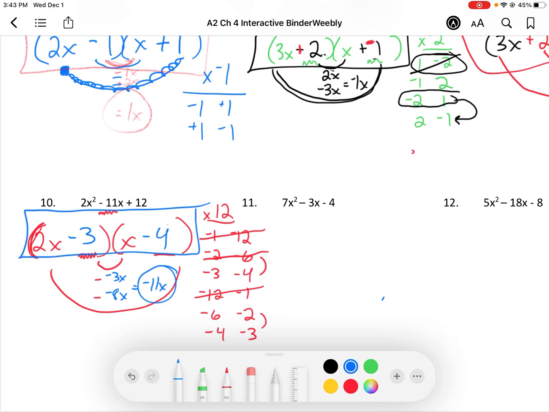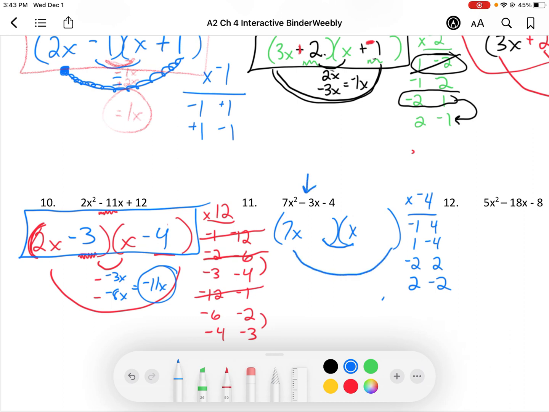All right, that's cool. I really like this blue. I'm going to stick with this blue. So we get 7x times x to get a 7x squared, multiplying to a -4. -1, +4, +1, -4. -2, +2, +2, -2. There's 4 options there. And when I do my smiley face check, the negatives need to win out. So keep that in mind.